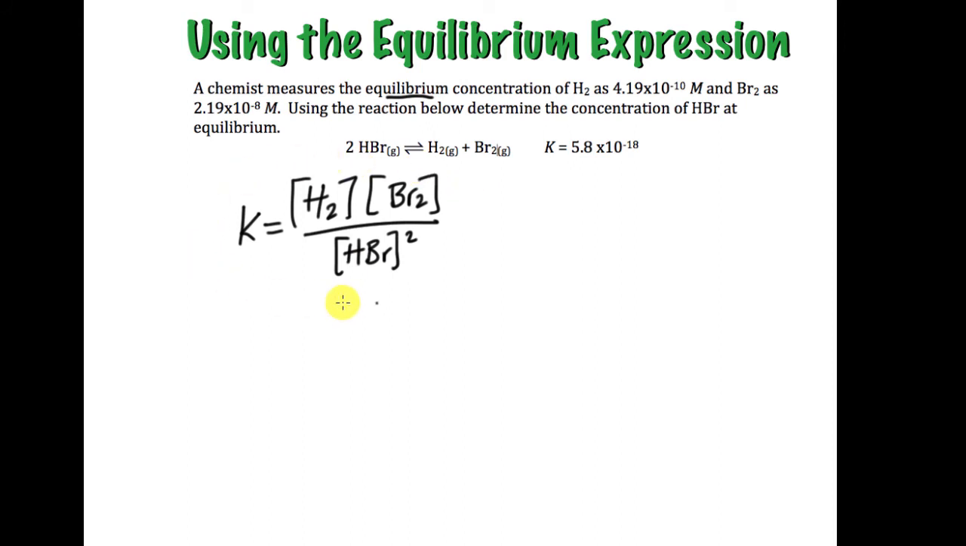A lot of students tend to skip this part and just plug right in. I strongly recommend that you write this out, because you want to make sure you don't forget that square. A lot of students will forget that square in here when they just plug numbers in. All right, so what am I looking for? I'm looking for HBr in this problem. That's the quantity I'm looking for. So I'm going to solve for that.